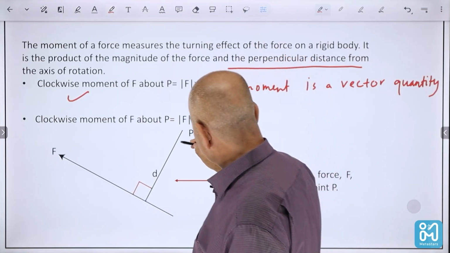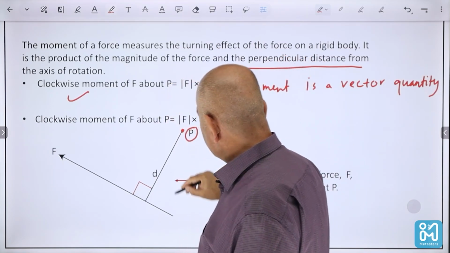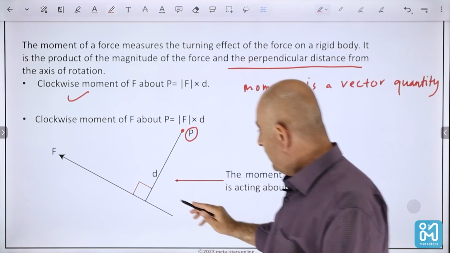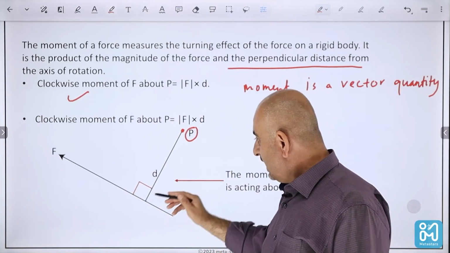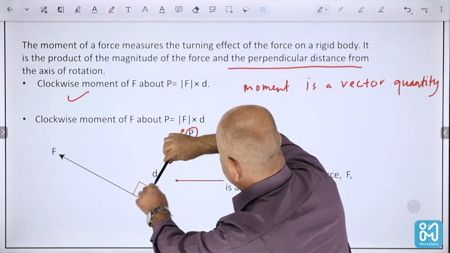Now here, I'm moving this object over here, and this is my pivot. P means the pivot. Okay? And this is the force. I'm applying the force here. Look, this is the force. And this is going to turn, right? Around the pivot. So it's going to turn like what?